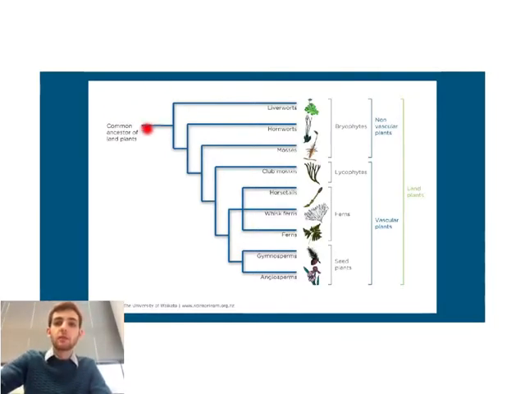So you have a common ancestor, which we believe was aquatic, and then over time it diverged into several different types of plants. So all the way from liverworts, hornworts, mosses, club mosses, horsetails, whisk ferns, and then the last two, which are the two that we are most concerned with, gymnosperms and angiosperms. Angiosperms being flowering plants, and gymnosperms being those not having flowers. So that's the main clade that we focus on, the seed plants, gymnosperms and angiosperms.